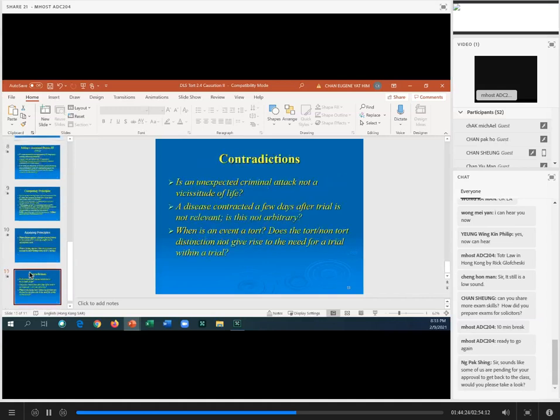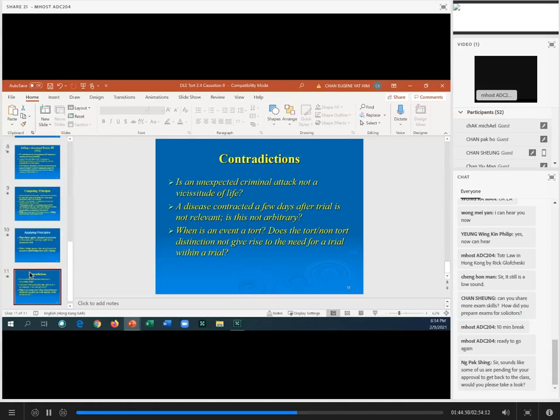But also there are some contradictions in these principles. Could you argue that an unexpected criminal attack is not a vicissitude of life? Okay, you don't expect to be criminally attacked. Certainly not in Hong Kong. Hong Kong's a pretty safe place, you would think. A disease contracted a few days after trial is not relevant, but isn't that arbitrary?